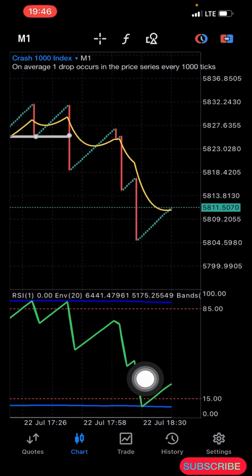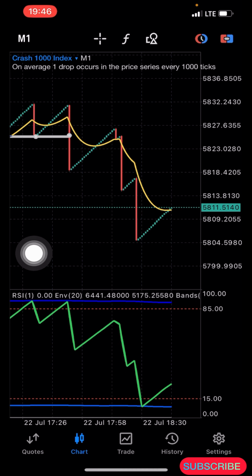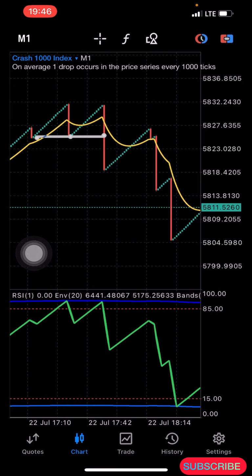Okay, you exit the market. It's as simple as that, guys. So that is how you just scalp. This is a scalping strategy. You don't need to hold for long, all right?